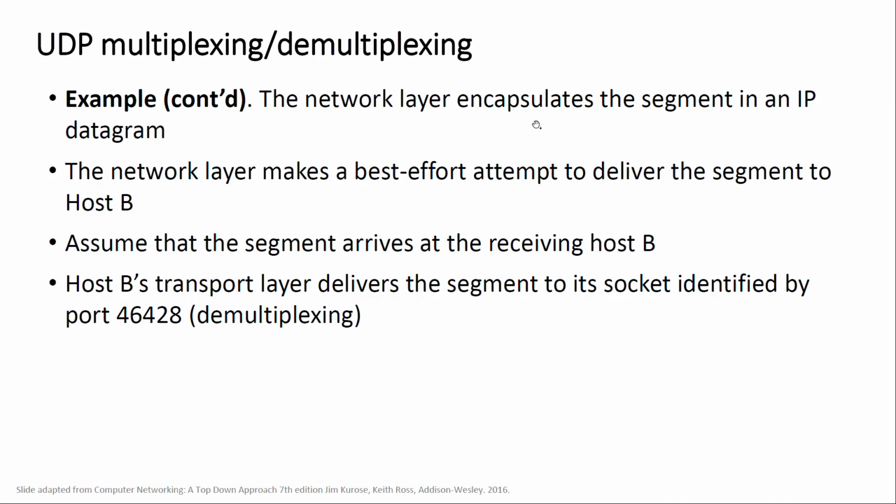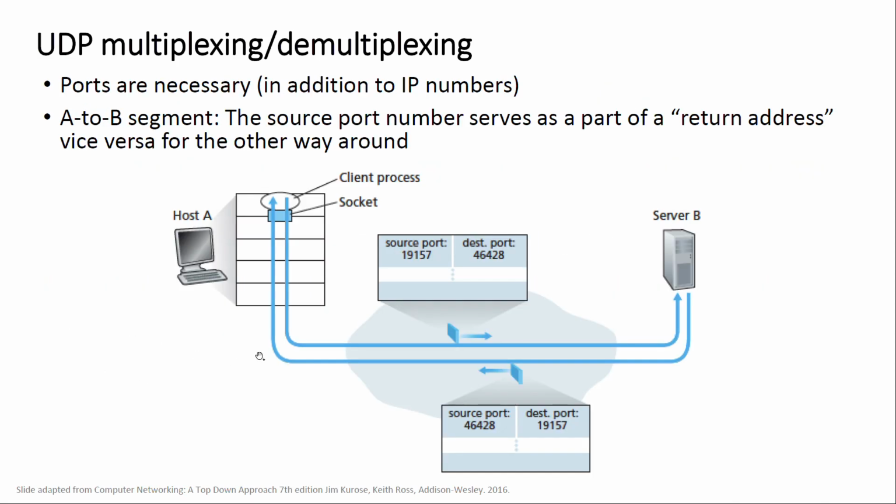The network layer encapsulates the segment in an IP datagram. The network layer makes a best effort attempt to deliver the segment to host B. Assume that the segment arrives at the receiving host B. Host B's transport layer delivers the segment to its socket identified by port. So here we are doing the demultiplexing.